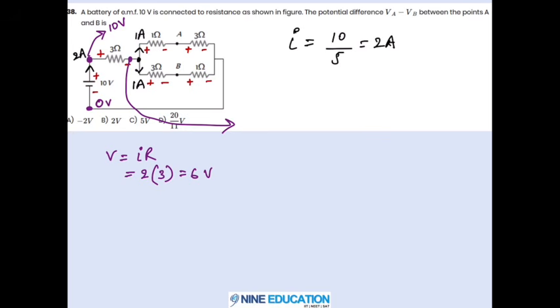Sorry, not 6 volt, 4 volt. Reason? Because here the potential is 10 volt. I want to find out the potential here, and I know that the potential drop between these 2 points is 6 volt. So 10 minus 6 is 4. Is it clear? That means this point has a potential of 4 volt.